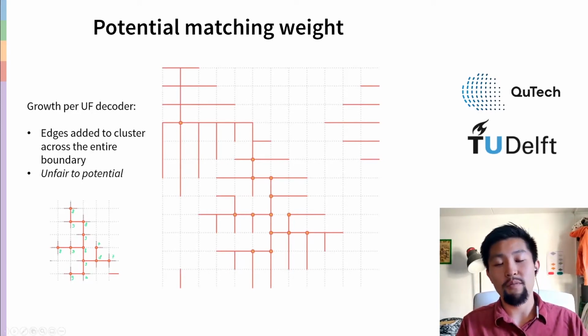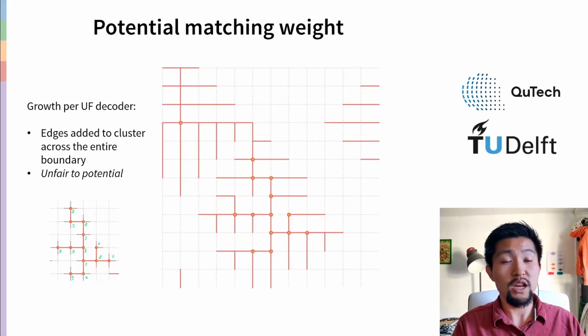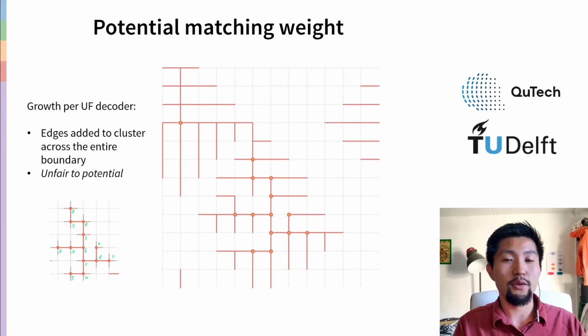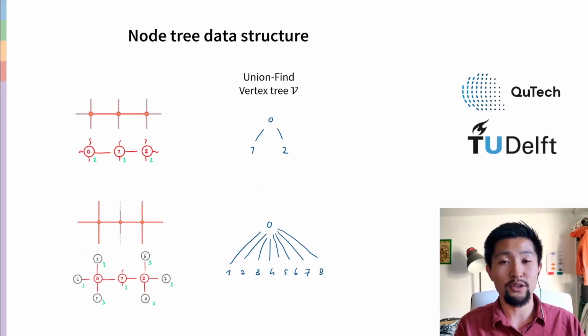Now, there is actually something that we can utilize to minimize these potential matching weight calculations, because if you would have to calculate these potential matching weights for every vertex in your cluster, then the complexity would grow eventually. And luckily, with our data structure, which is the node tree data structure, that isn't necessary. So let's again consider this with an example.